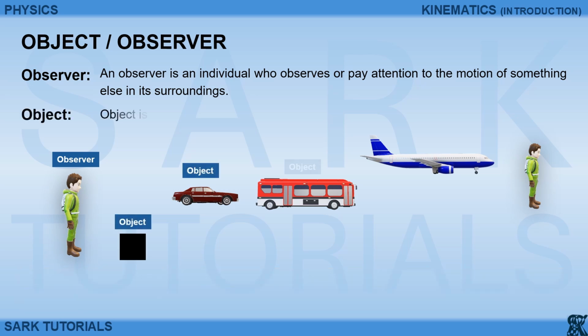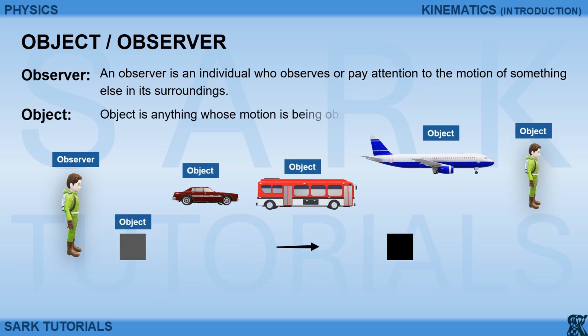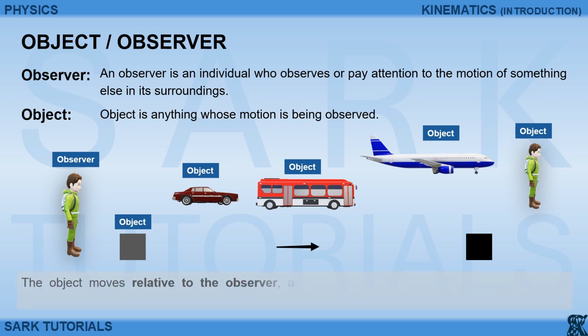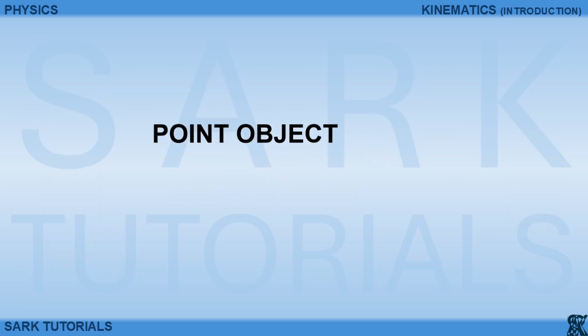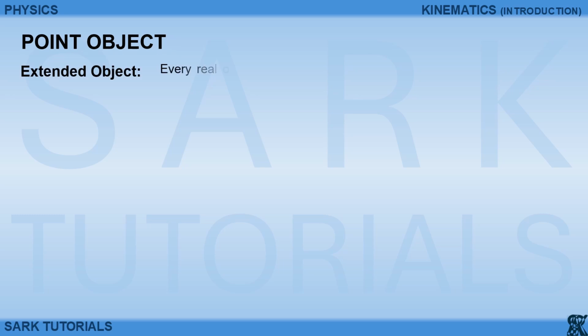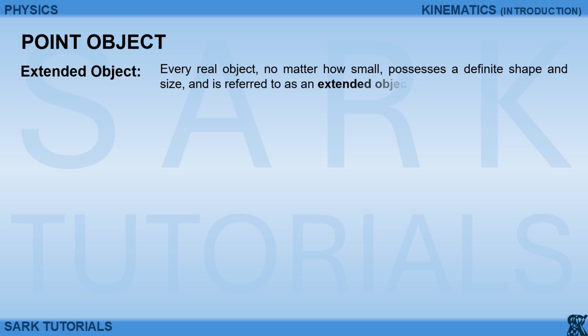An object is anything whose motion is being observed. The object moves relative to the observer, and its position, velocity, or acceleration can be described based on the observer's frame of reference. Concept of a point object: every real object, no matter how small, possesses a definite shape and size and is referred to as an extended object.